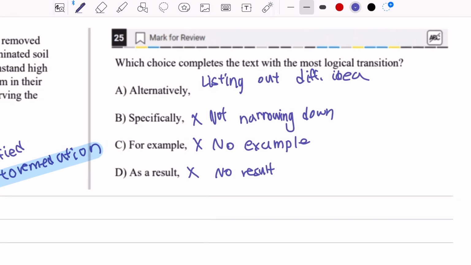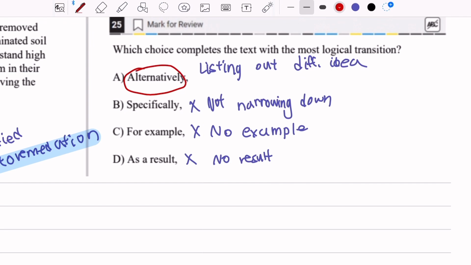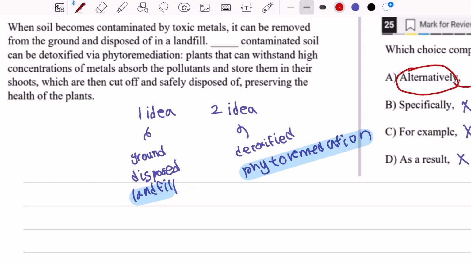Because alternatively, it's basically suggesting another option or possibility, which is perfect for the blank in this case. So it should be A, alternatively.